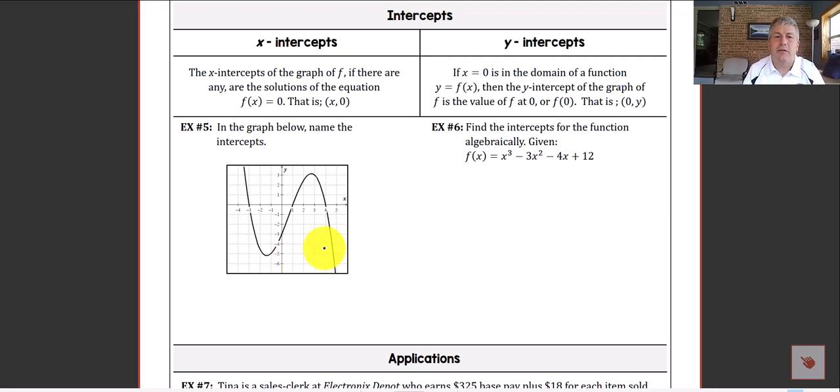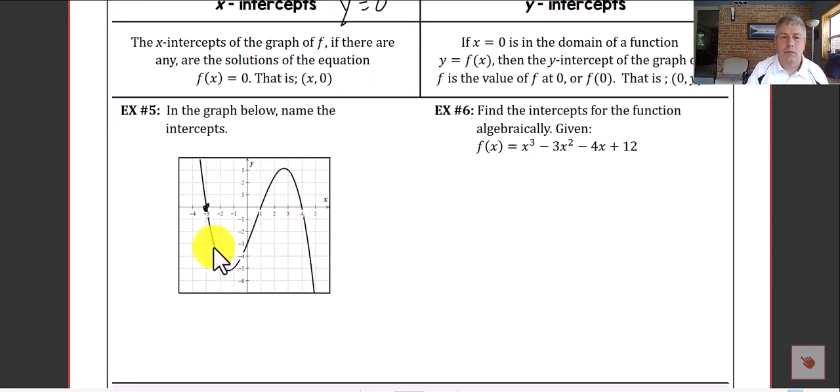The next objective is to look at the x-intercepts and y-intercepts of a function. So the x-intercept is going to occur when y is equal to 0, or at points on the x-axis. Looks like we have some x-intercepts here at these particular points.